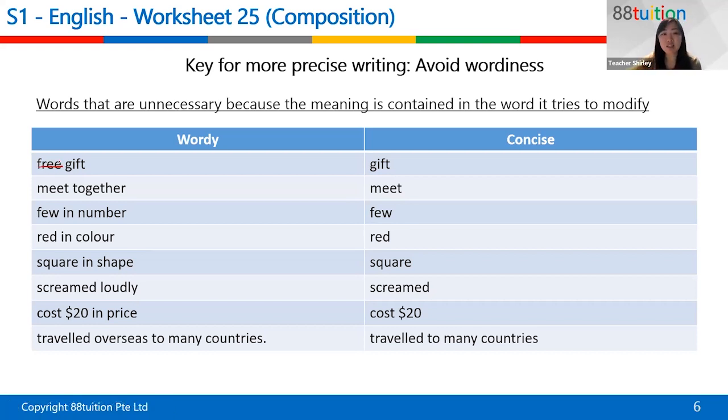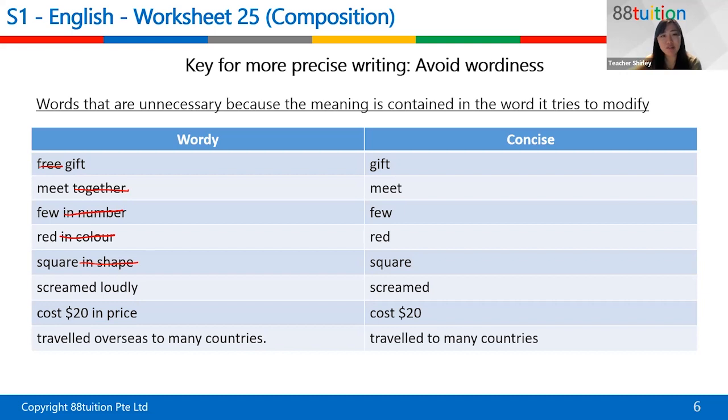Okay. Let's meet together at 3 o'clock. Let's meet at 3 o'clock. How about that? Okay, because together is redundant. Because meeting someone means you're going to come together and meet. So let's meet. Okay. Few in number. Few is a quantifier. It tells you quantity. So you don't need in number. Red in color, just red. Square in shape, just square.